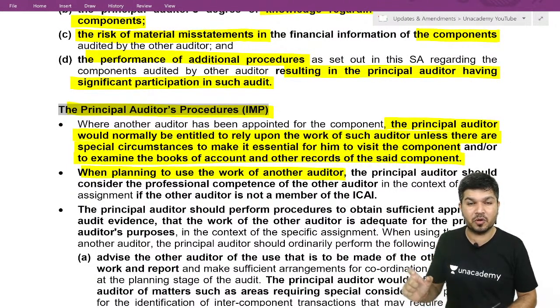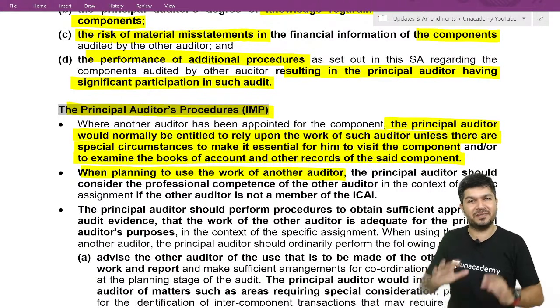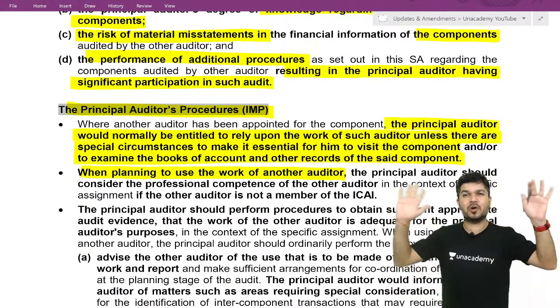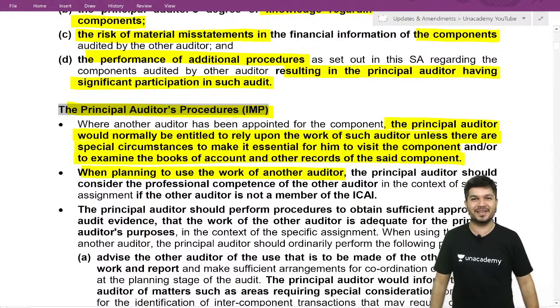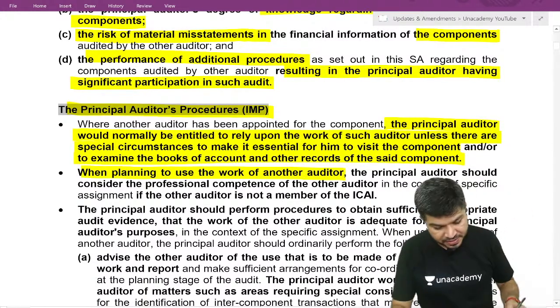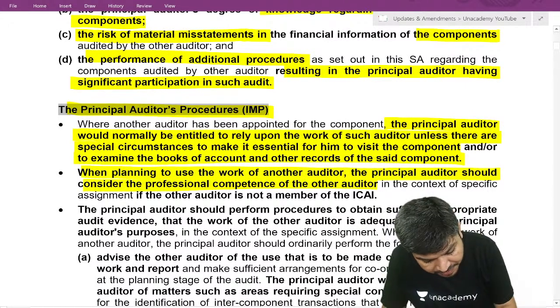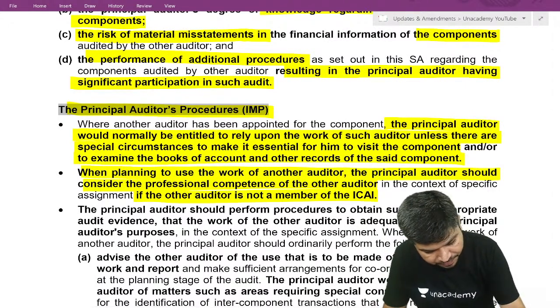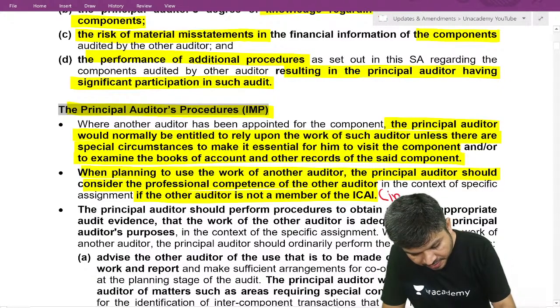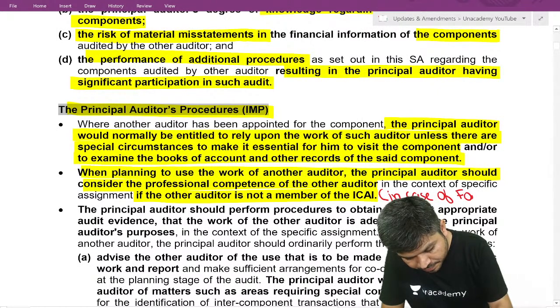You check his professional competence only if he is not a member of ICAI. If he's a member of ICAI, ICAI has checked his competence, only then did they make him a CA. So you check his professional competence only if he is not a member of ICAI. This will be in case of a foreign branch. An Indian branch may not be possible.